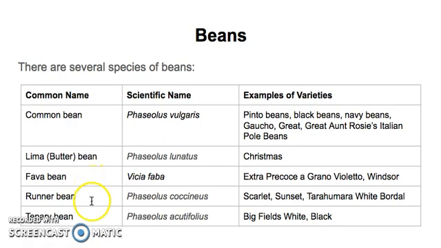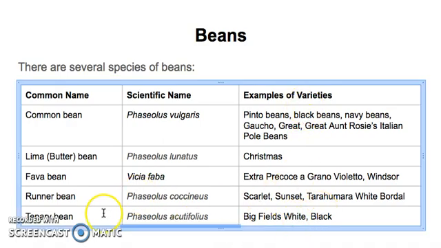There's fava beans, there's runner beans, and then there's tepary beans, which we tend not to grow very much in California. This tends to be much more of a Southwest, very heat-tolerant plant. This is Phaseolus acutifolius. So there's big field, white, black, whatever. There are different types, and different varieties within the different types of beans.